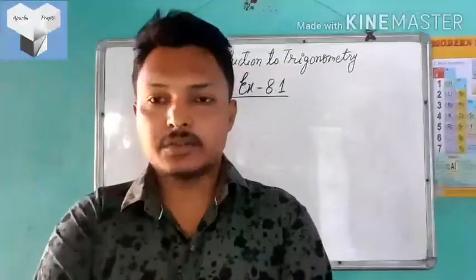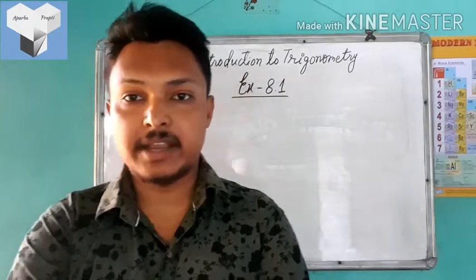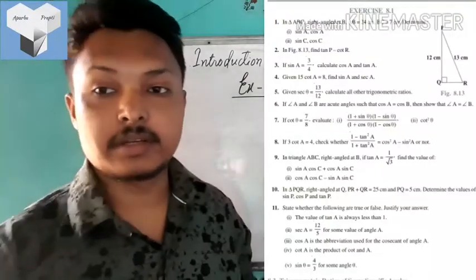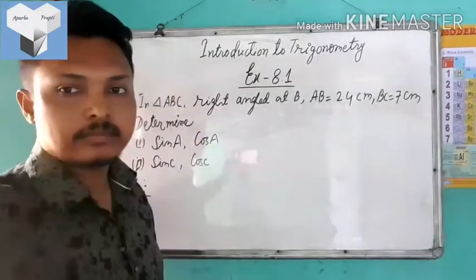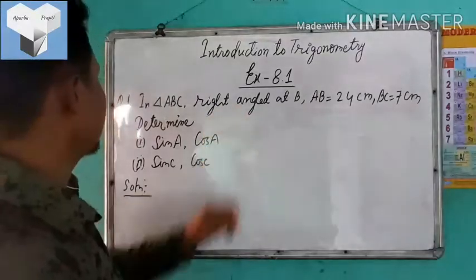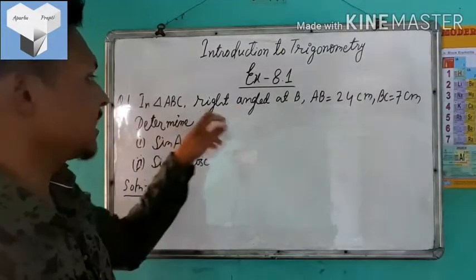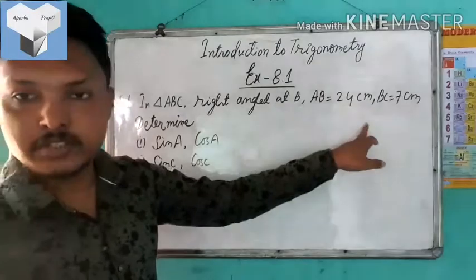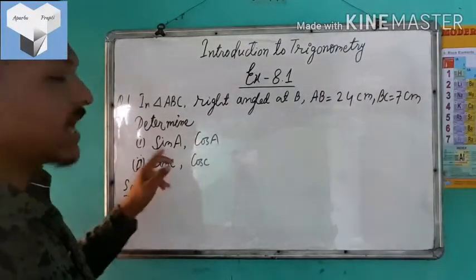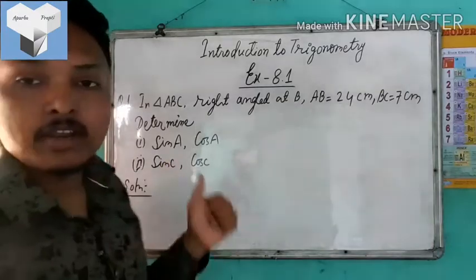So guys, today I shall solve all the numerical problems and the questions given in exercise 8.1, chapter Introduction to Trigonometry. So here the first question from exercise 8.1 states that in triangle ABC, right angle at B, AB is equal to 24 cm, BC is equal to 7 cm, and we need to determine the value of sin A, cos A, sin C and cos C.